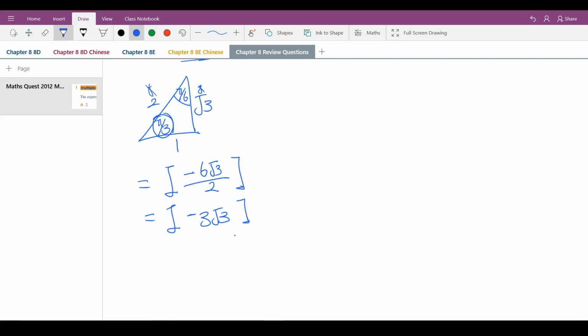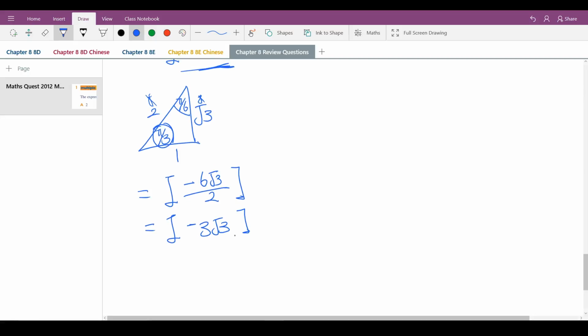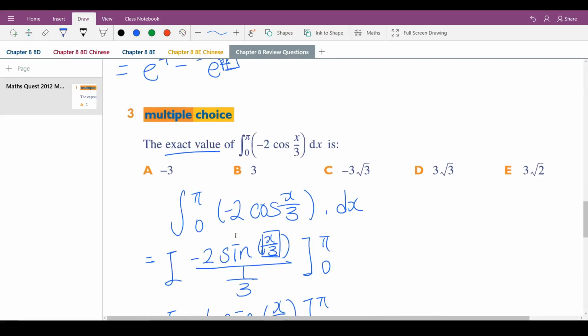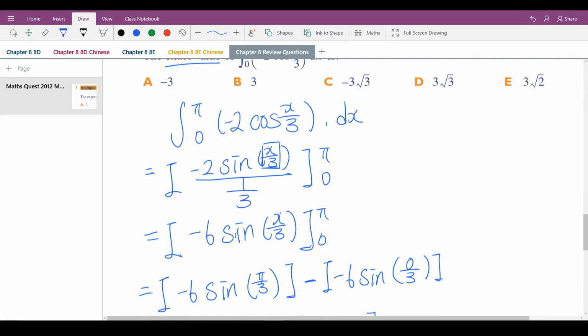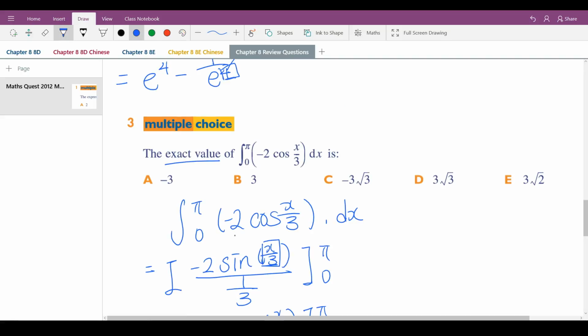Yeah, 3 root 3. Let's see, is that one of our answers? Yep, -3 root 3 is there. So it's this one.